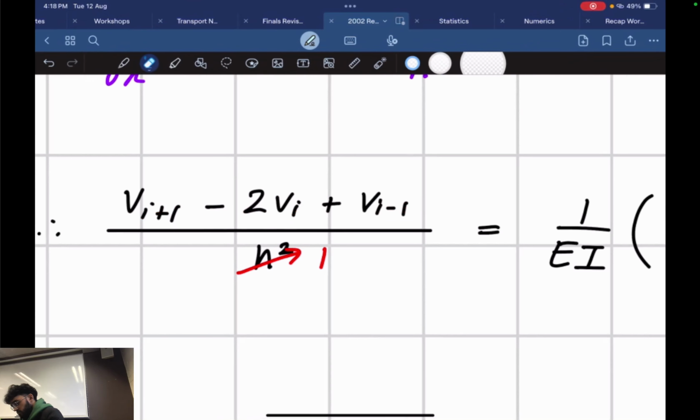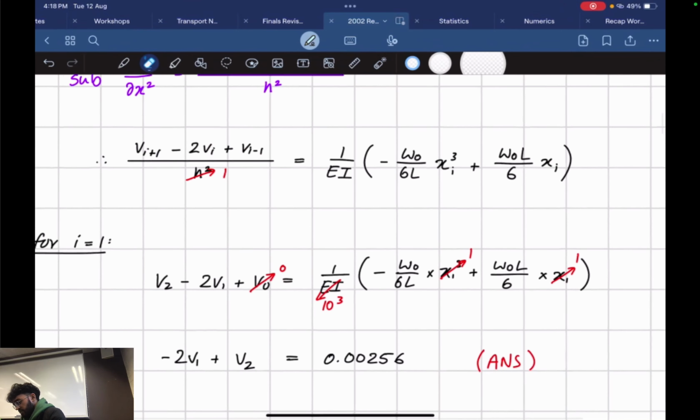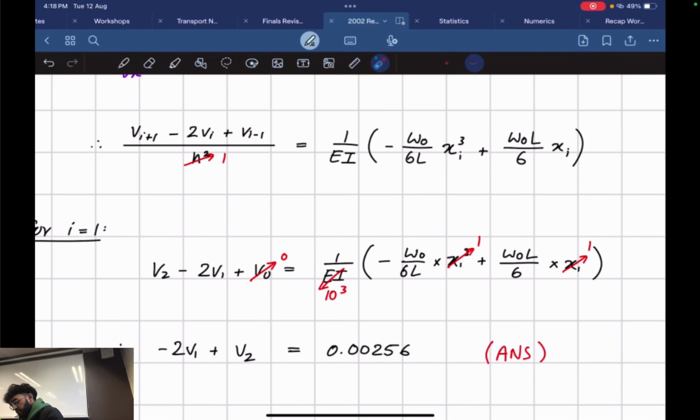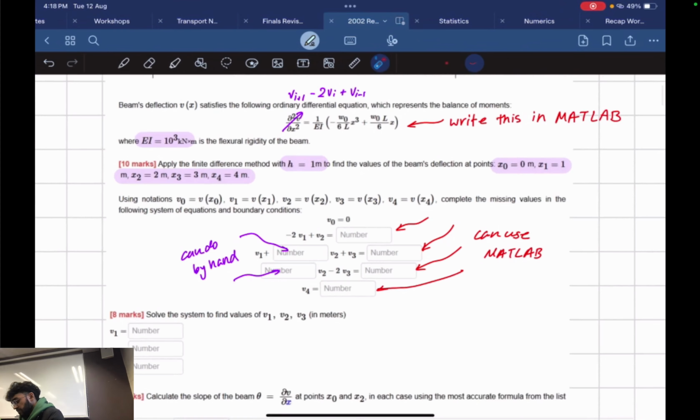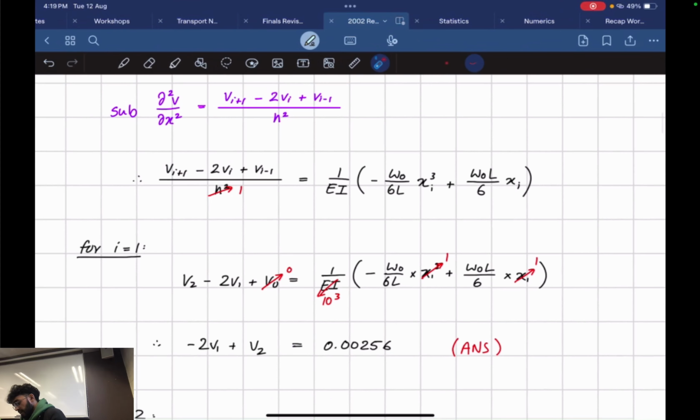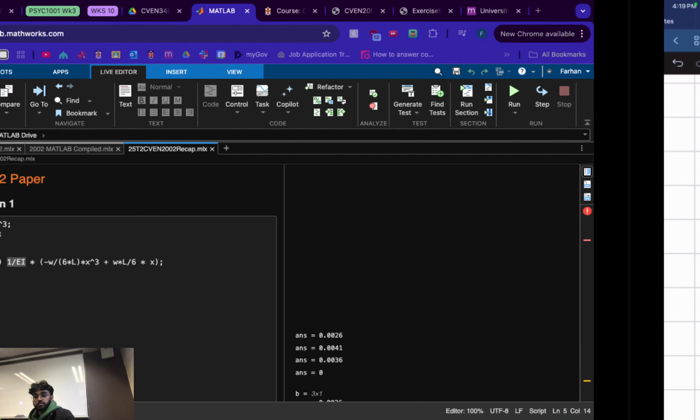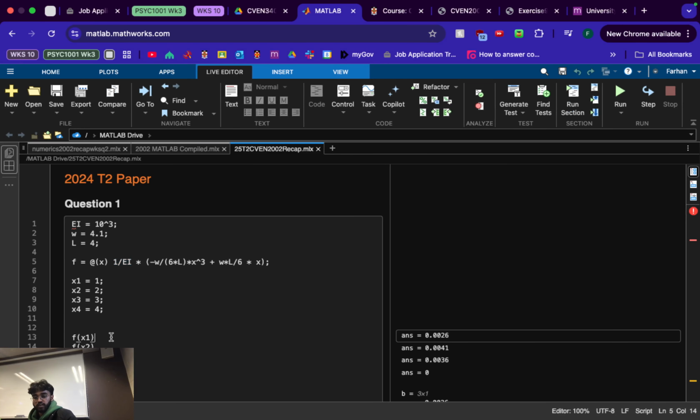So I've subbed in everything here: 10 to the power of 3, 1, 1, and V0. In the question, they've already told us that V0 is equal to 0. So subbing everything in, you end up getting minus 2V1 plus V2 is equal to 0.00256. When I put that on MATLAB, I get the same thing. So f of x1 is equal to 0.0026. MATLAB keeps it to 4 decimal places, so it should be 0.00256. If you have it like that, you won't get it wrong either.